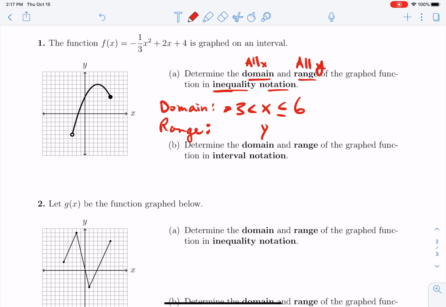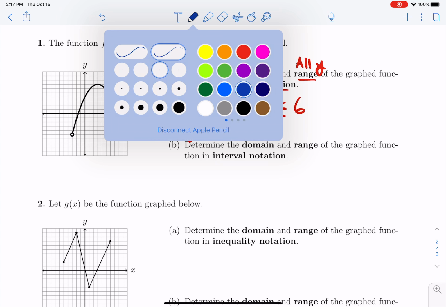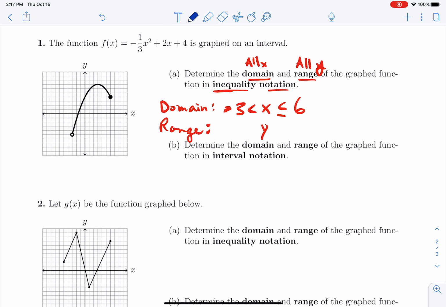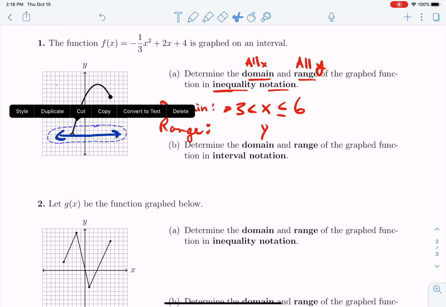All right, so for this part of the problem, for range, because we're talking about y values, I'm going to use horizontal lines. First I want to ask myself, what's the smallest y value I see in that function? If I move my horizontal line up and down the function, I can see that the smallest y value occurs here.